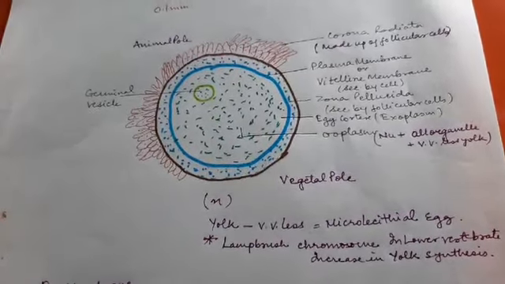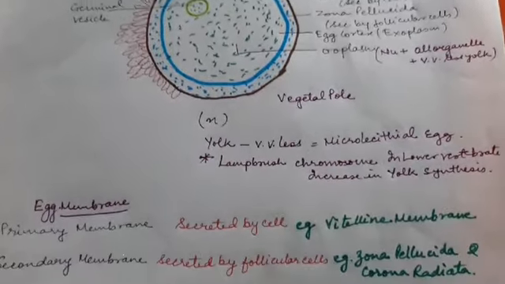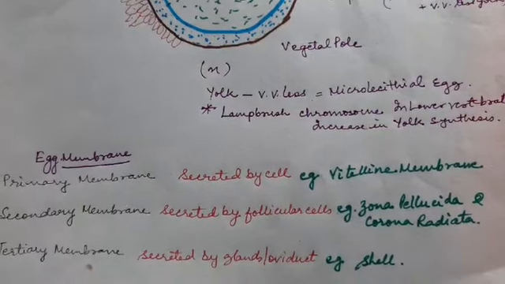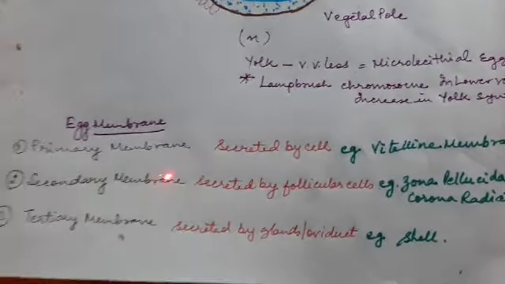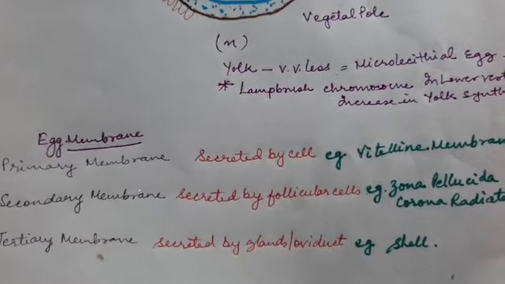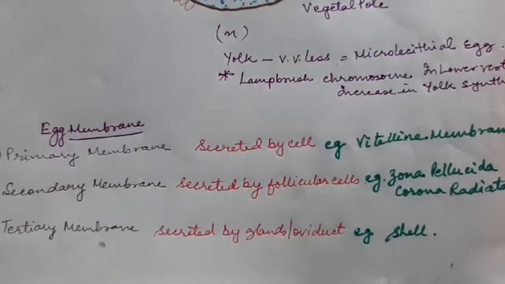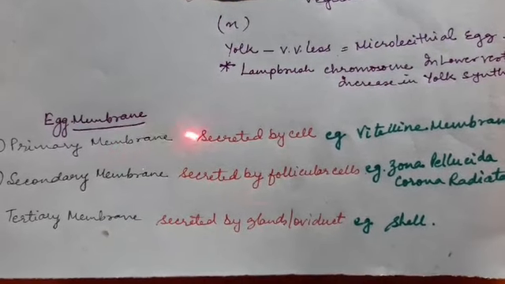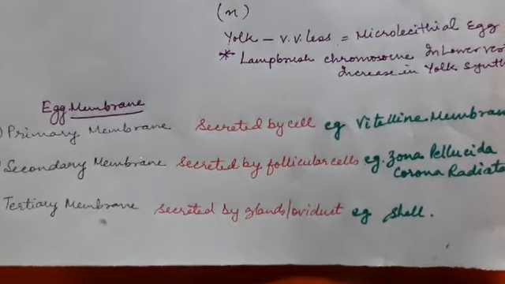So, we have given them categories. The first category is the primary membrane, secreted by the cell. An example is the vitelline membrane, the primary membrane of the egg. The secondary membrane is the second category, which is secreted by or made up of follicular cells. Examples are zona pellucida and corona radiata. Zona pellucida is secreted by follicular cells, whereas corona radiata is made up of follicular cells themselves.